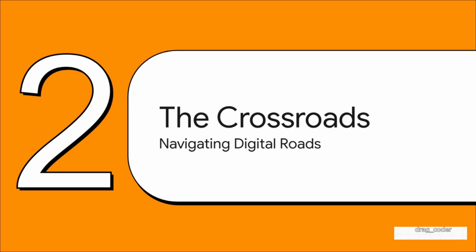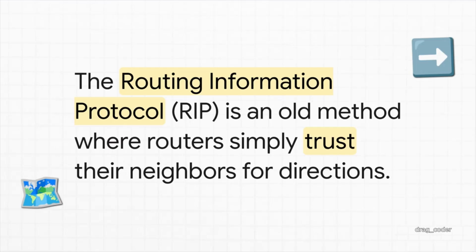Now it's facing a much, much bigger challenge: how to navigate the absolutely gigantic map of the internet. It needs directions, and it turns out there are a few different ways to get them. Let's start with a classic. This is one of the original GPS systems for the internet, and it's called the Routing Information Protocol, or just RIP. You can think of this as the old-school way of asking for directions.